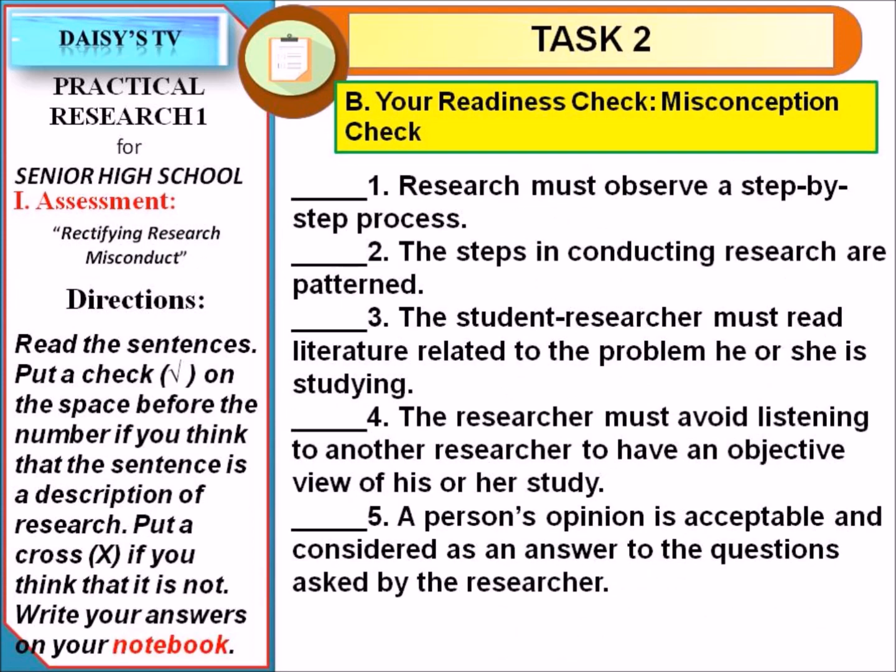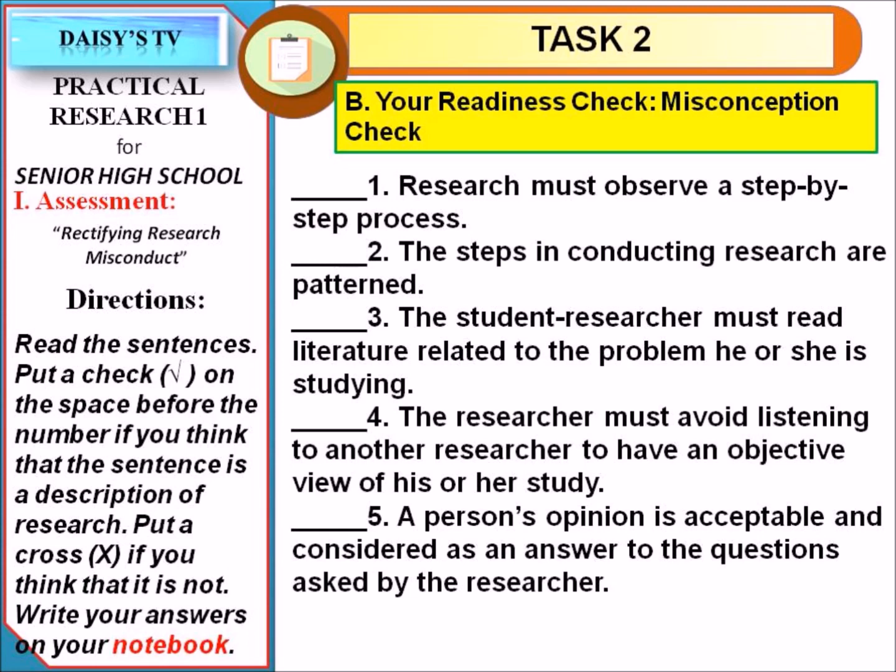Task 2B, your readiness check, misconception check. Directions: read the sentences, put a check on the space before the number if you think that the sentence is a description of research. Put a cross if you think that it is not. Write your answer on your notebook.